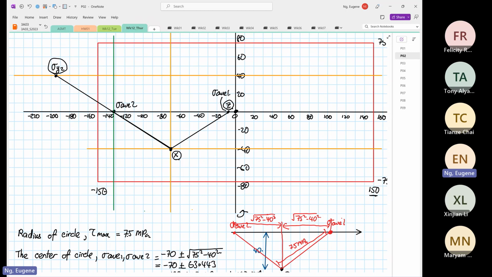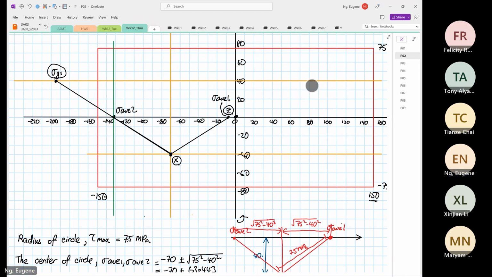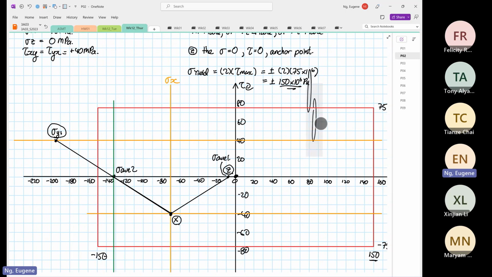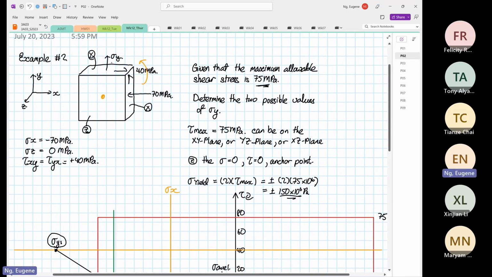right? Or stress Y. Okay, I call this stress Y1. And we know that this is not a possible answer, but I'm still going to do the whole thing. Okay. Right. So now, why do we stop at the minus 40 line? Because if you look at the question, the point Y has a shear of what? 40 megapascal. Right. That's why we stop over there.